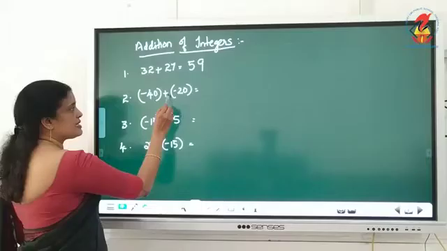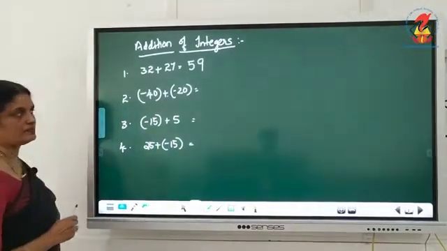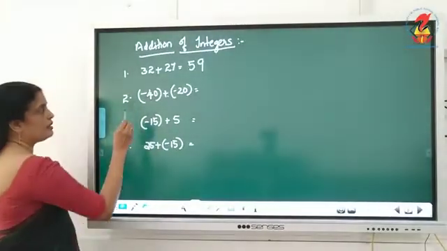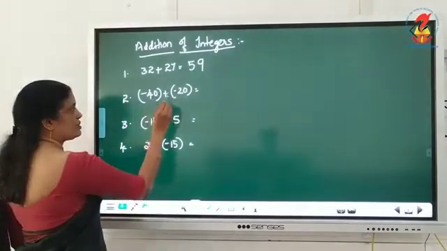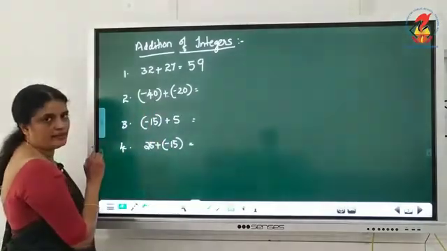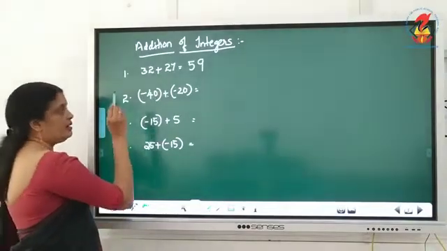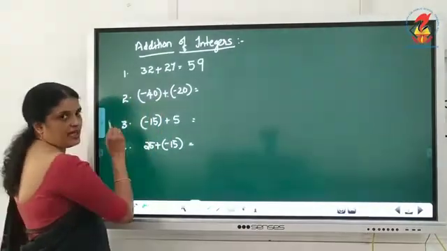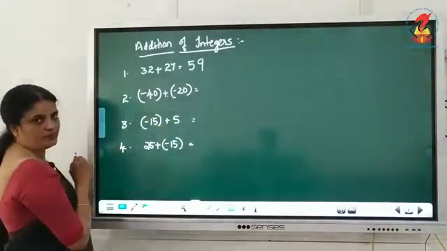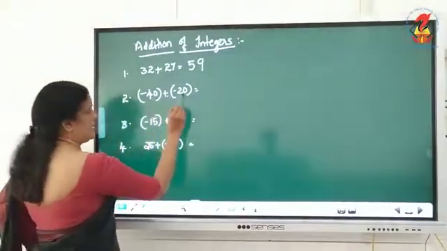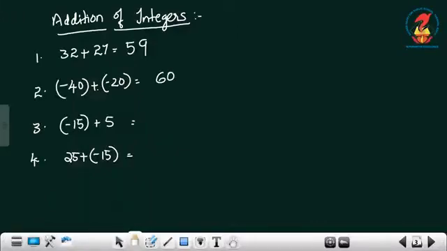Negative 40 plus negative 20. Here these two numbers have the same sign. In addition, when two numbers have the same sign, you should add the two numbers and put the same sign. That means 40 plus 20 equals 60. What is the sign of these two numbers? Negative. Put the negative sign.